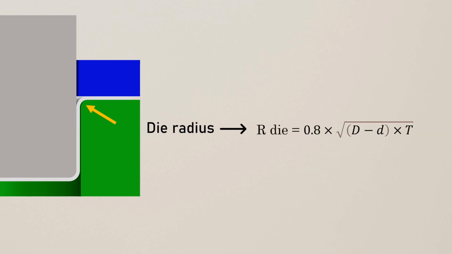And this is the formula for the optimum die radius, where capital D is the blank diameter of the cup, small d is the cup diameter after drawing, and T is the sheet thickness. So put the values in and it would be 7.8 mm. We can round it to 8 mm for simplicity.